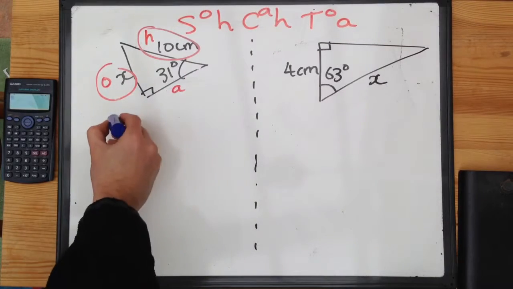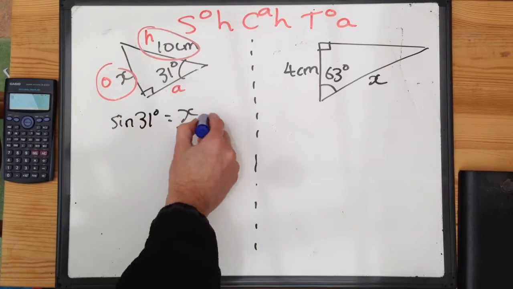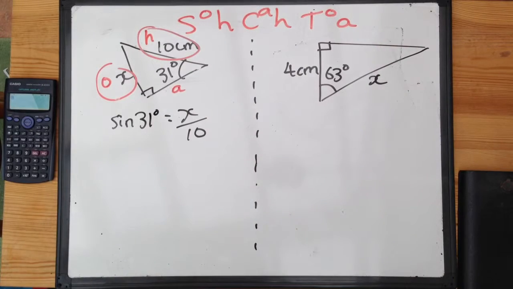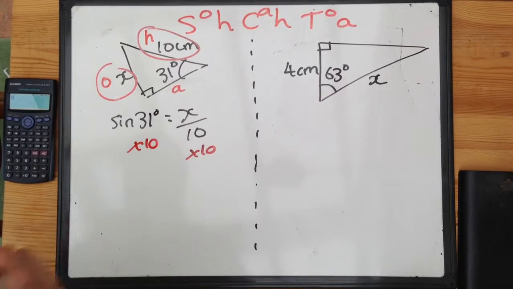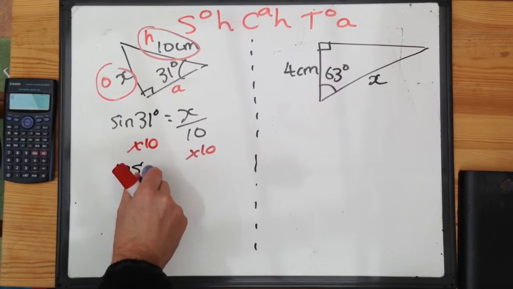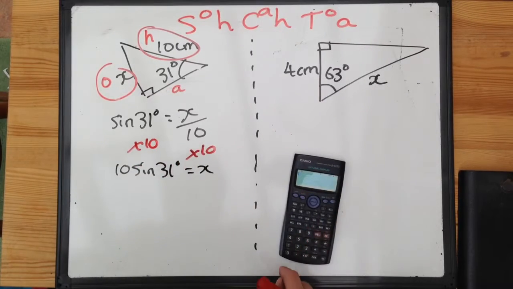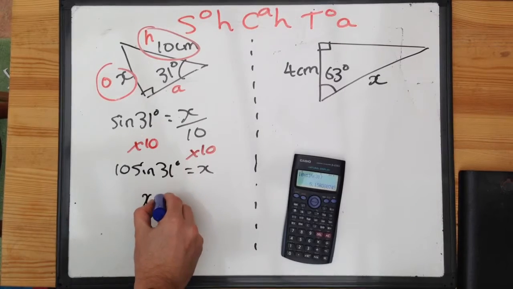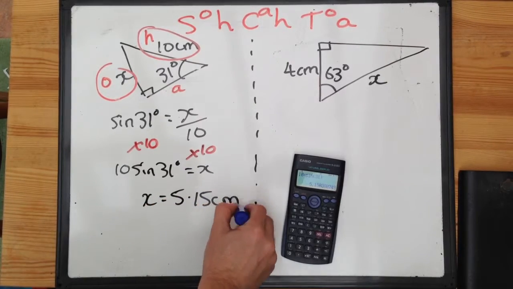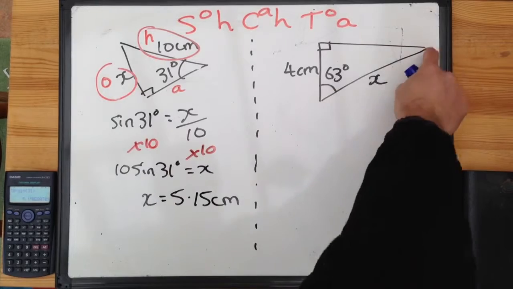Swapping values in gives us sine of the angle, sine of 31 is equal to the opposite, x, divided by the hypotenuse, which is 10. To then find our value of x, we need to remove the divide by 10 by timesing both sides by 10 to give us that 10 sine 31 is equal to x. And then it's a case of using the calculator to evaluate that statement. So we've got 10 times by sine 31 is equal to, well, to three significant figures, we get that x is 5.15 centimetres.